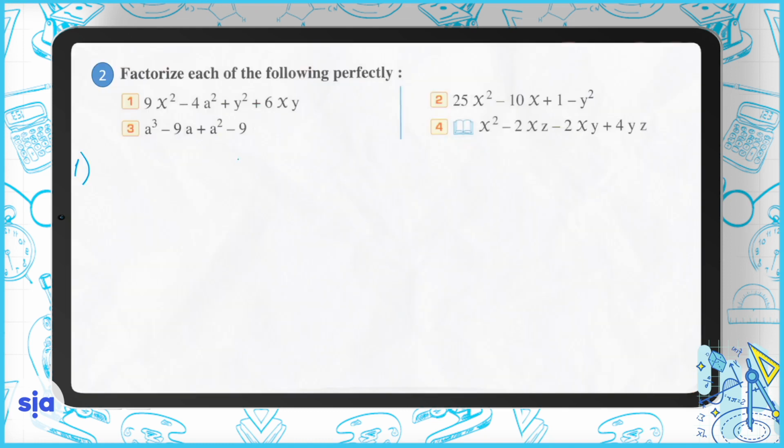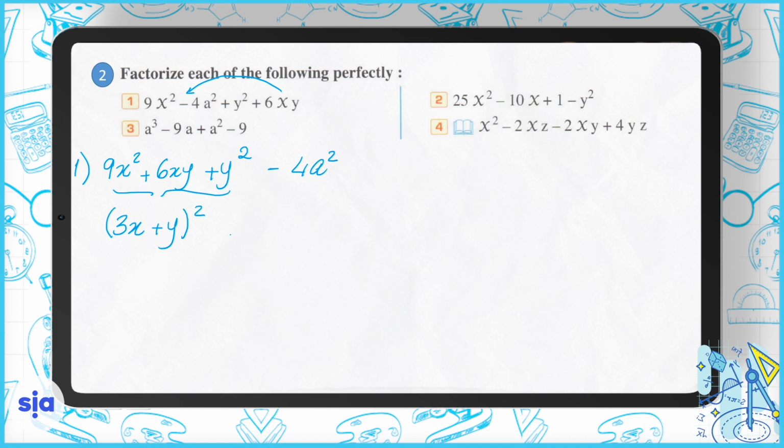Let's go to the second type of question, which is also factorize each of the following perfectly. Question 1, we're going to put the 6xy inside here to form a perfect square. So 9x squared plus 6xy plus y squared, and then the minus 4a squared will be here to form its own perfect square. These three terms are forming a perfect square as 3x plus y all squared minus, and the 4a squared is 2a all squared.